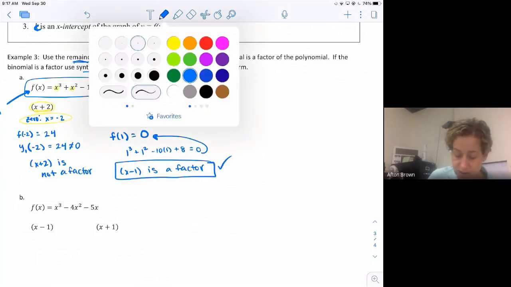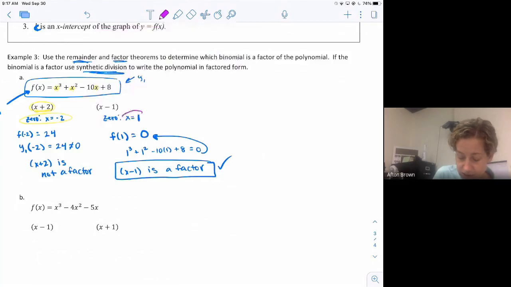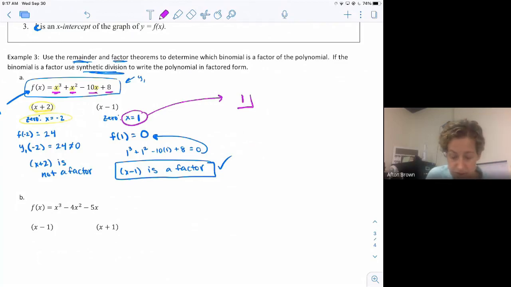So if we're following synthetic division, which is what you did yesterday, you take your 0, which was the 1, and we put 1 in the box. And then we list the coefficients. So I'm listing the coefficients in front of each of these terms. We don't have to include any zeros because the powers went 3, 2, 1.